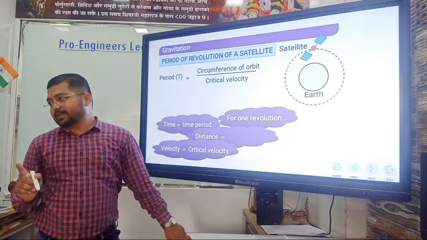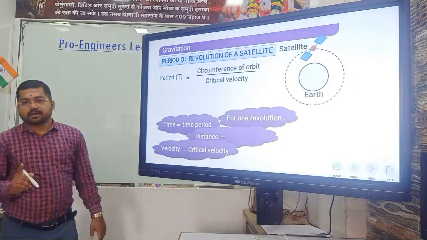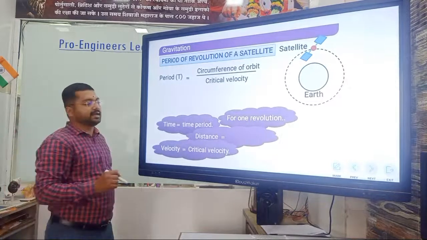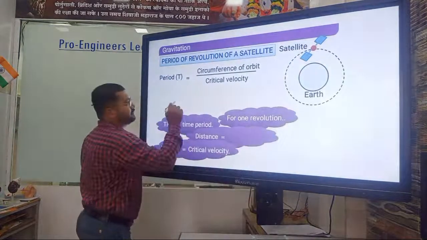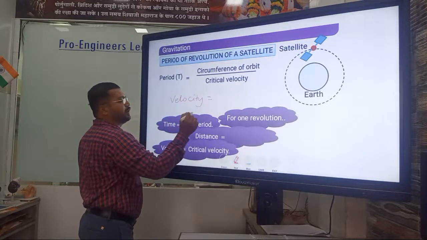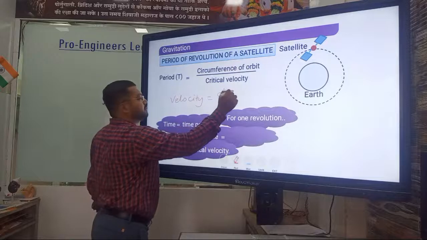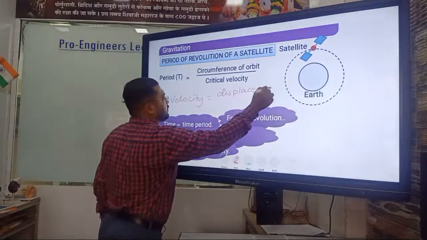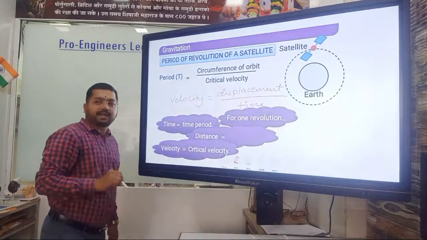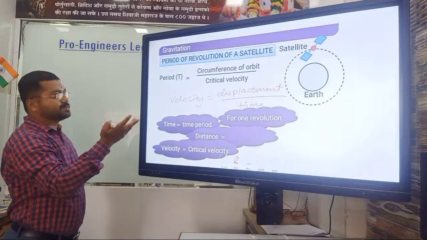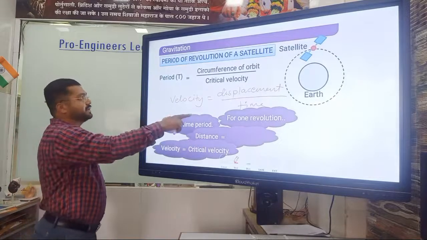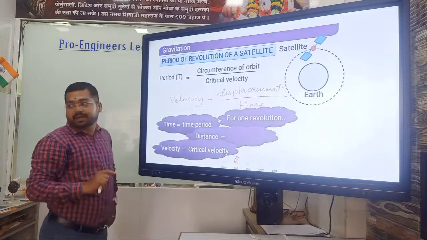Critical velocity. याद रहेगा? Yes. सर अगर ये याद नहीं रहता है तो कैसे याद रखेंगे? So we know the basic formula of velocity is equal to what, Chetan? Velocity is equal to displacement upon time, which we have studied in 9th standard.